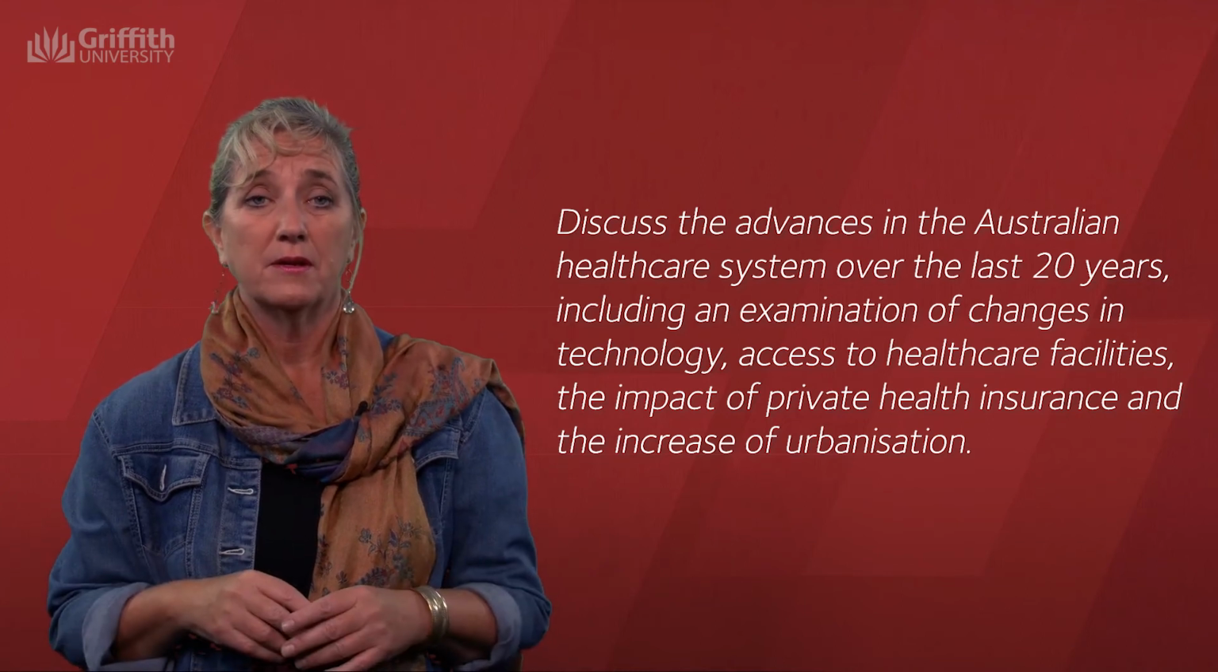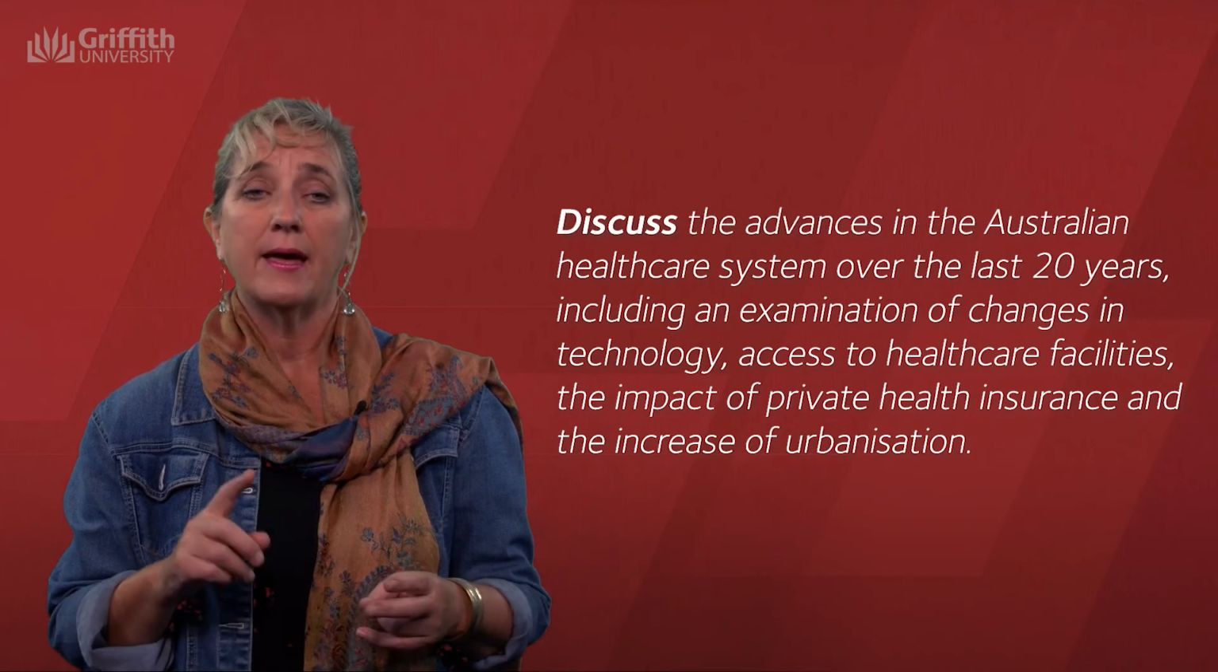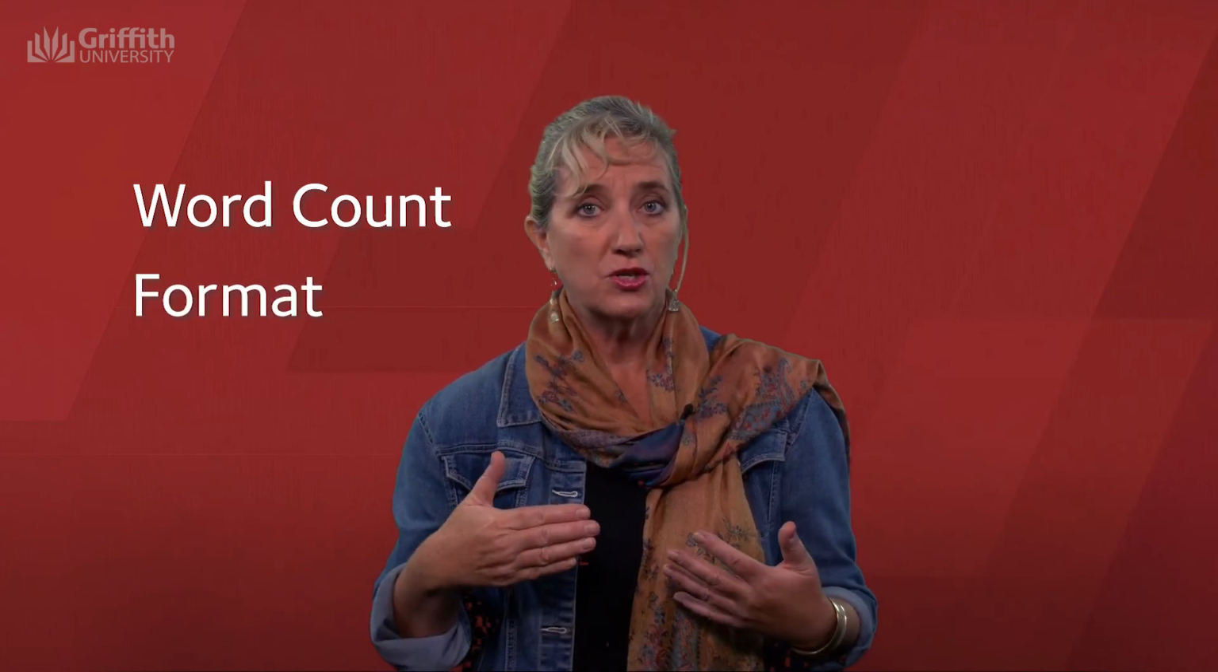And finally, we need to be able to identify what we're being asked to do with this information. In this question, we are being asked to discuss the advances and examine 4 different aspects of that. So we need to consider various sides of the main topic, or in other words, discuss it, as well as undertake a closer inspection or examination of each of those 4 subtopics. Two more details to notice about this task outline are the word count, in this case it's 2,000 words, and the format, and this assignment is asking you to write an essay.